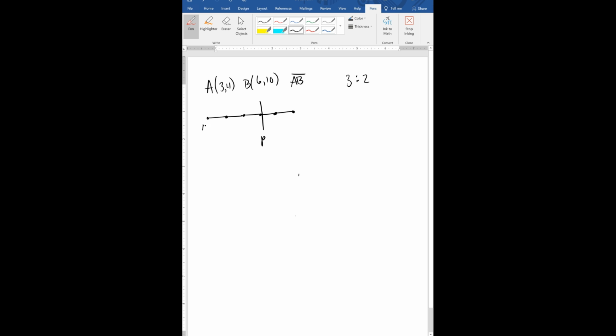They can even put this on graph paper. I don't really care what you do. To me, this is like a one skill problem that they need to have. So they're trying to find the coordinates of P that separate it into a 3 to 2 ratio.